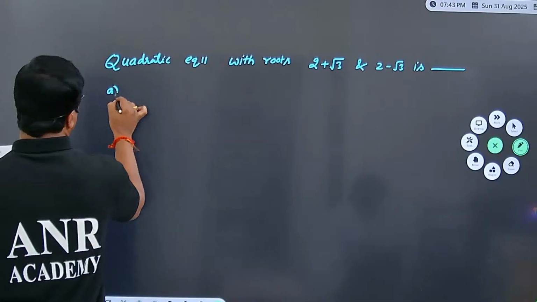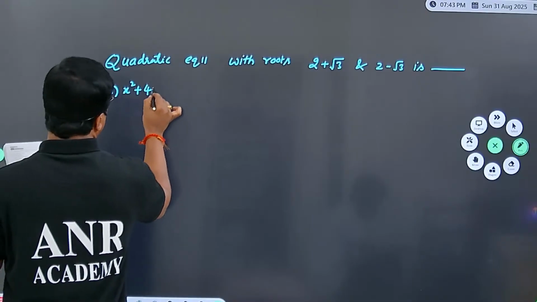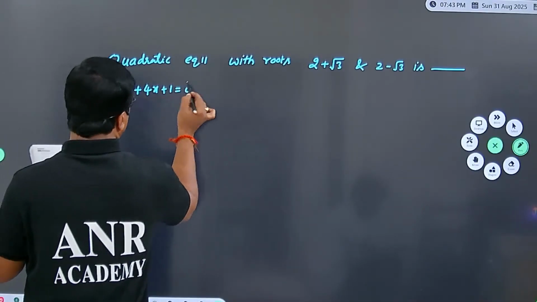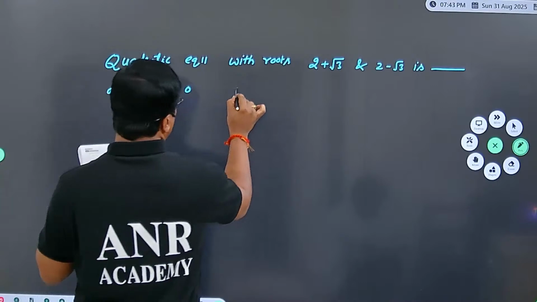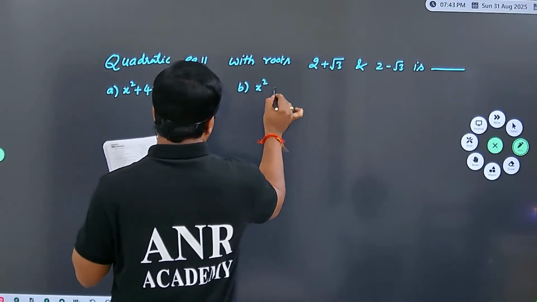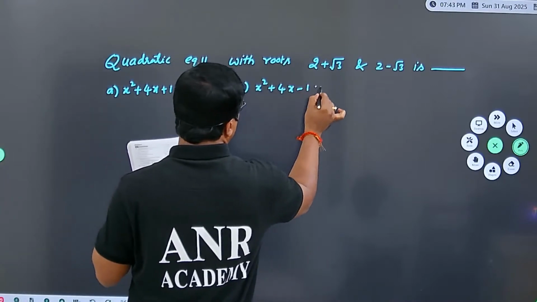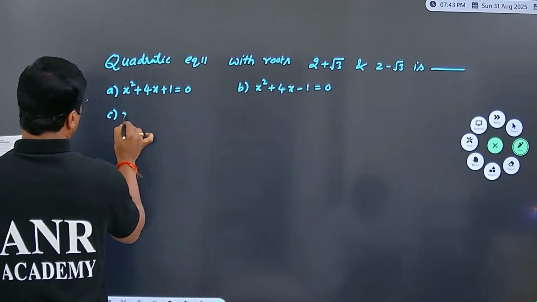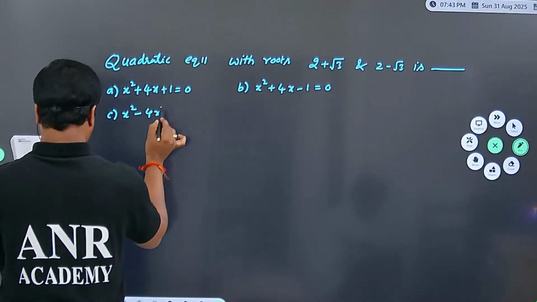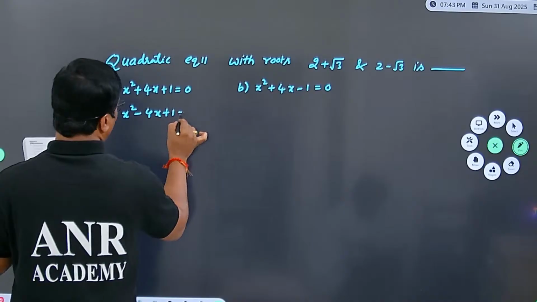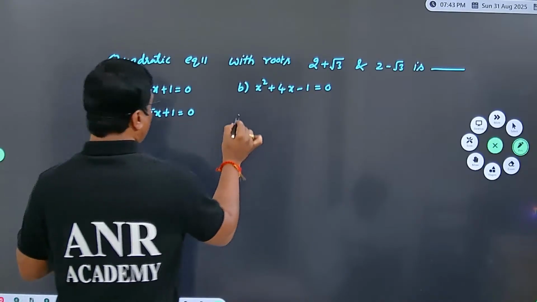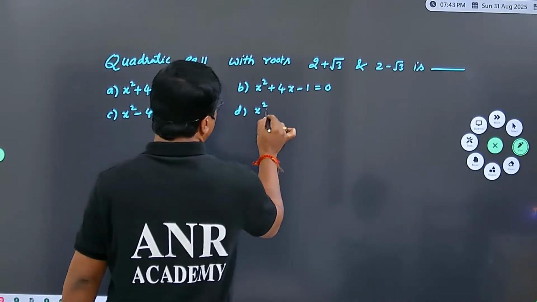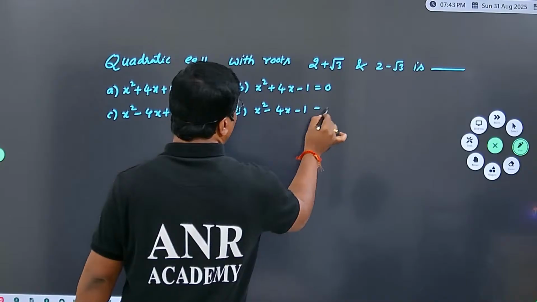First option, x square plus 4x plus 1 equal to 0. Next, option B, x square plus 4x minus 1 equal to 0. Option C, x square minus 4x plus 1 equal to 0. Option D, x square minus 4x minus 1 equal to 0.